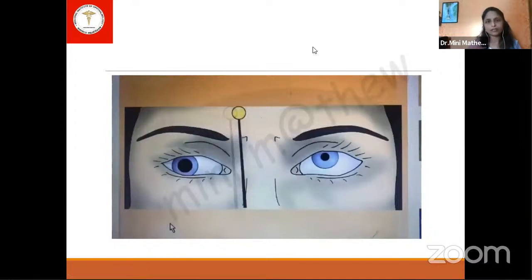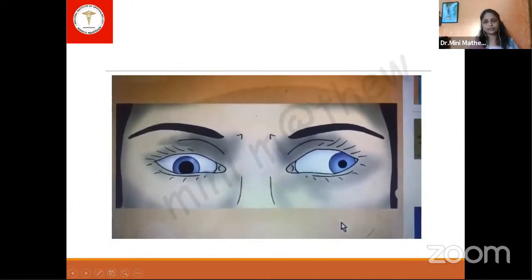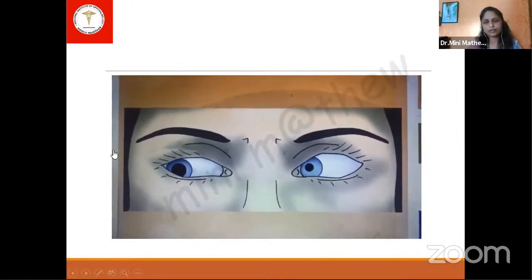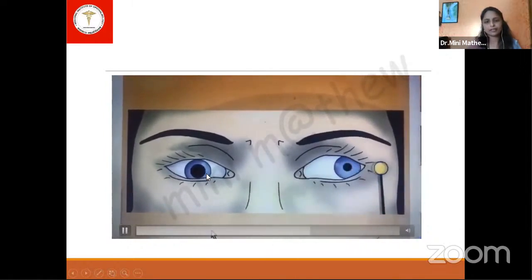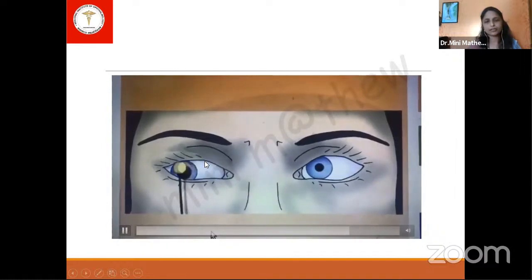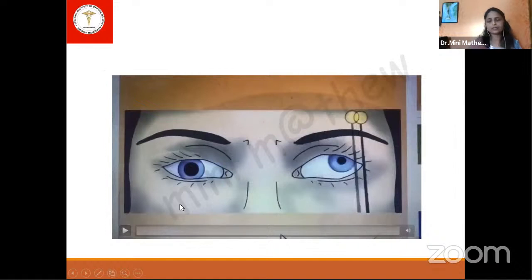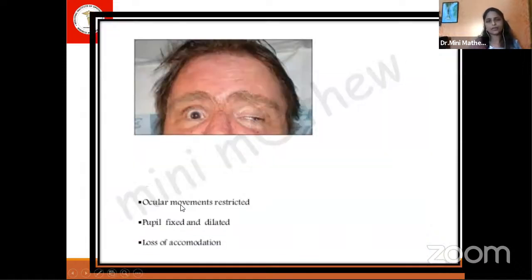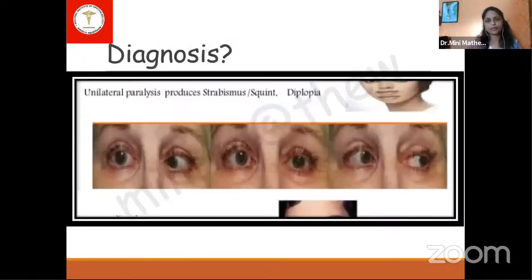Now we'll just observe this video. Observe the right eye of the patient. You can see that there is difficulty in adduction. There is difficulty in elevation and depression, while abduction is full. This is suggestive of a right third nerve palsy. So how does a third nerve palsy present? Usually it presents with an outward rotated eyeball. The pupil may or may not be involved. There can be ptosis, and there will be a loss of accommodation.